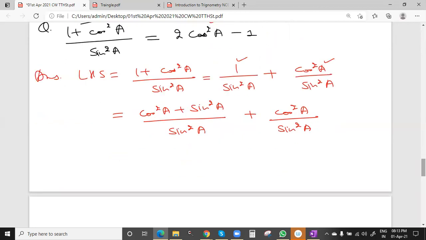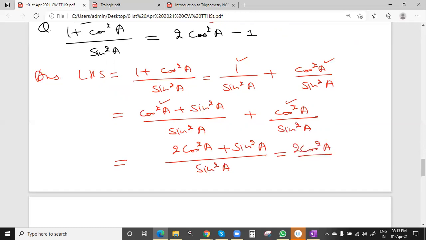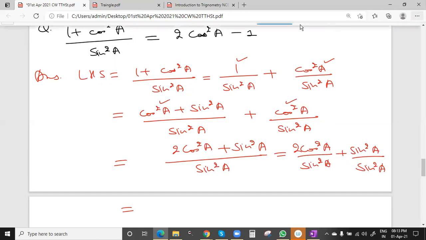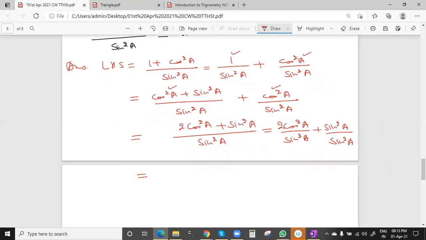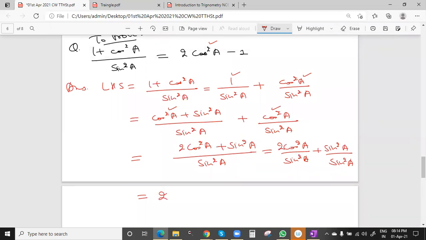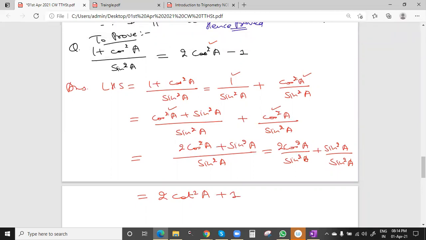Okay. Now we can take the LCM. So this will be sine square A. See, cos square A and this is cos square A, you can say 2 cos square A plus sine square A. You can write separately: 2 cos square A by sine square A plus sine square A by sine square A. So now 2 cos square A by sine square A will be 2 cot square A, plus sine square A by sine square A will be 1. So we are getting 2 cot square A plus 1.